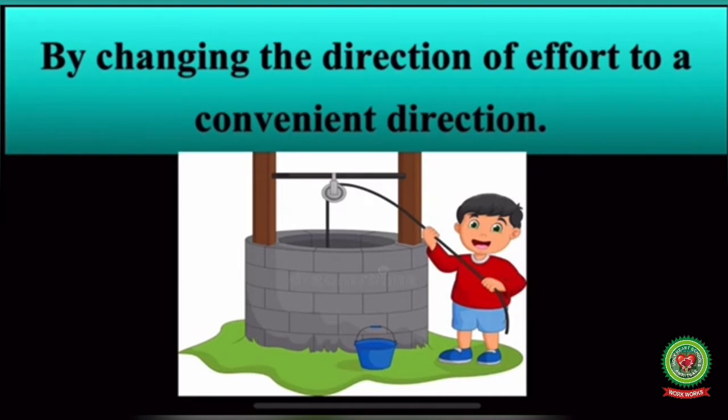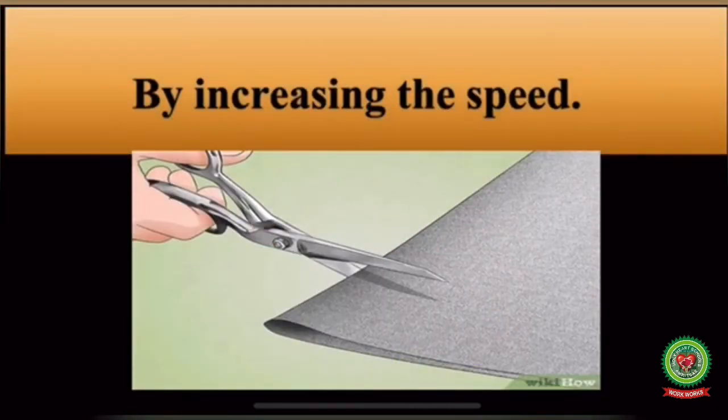The fourth is by increasing the speed, or to obtain the gain in speed. In case of a scissor, the blades of the scissor are very long. On applying effort here just once, due to the long blades, the scissor will cut more amount of cloth. That means we are increasing the speed. This pair of scissors is helping us to increase the speed of cutting. That is why this pair of scissors is also known as a simple machine.